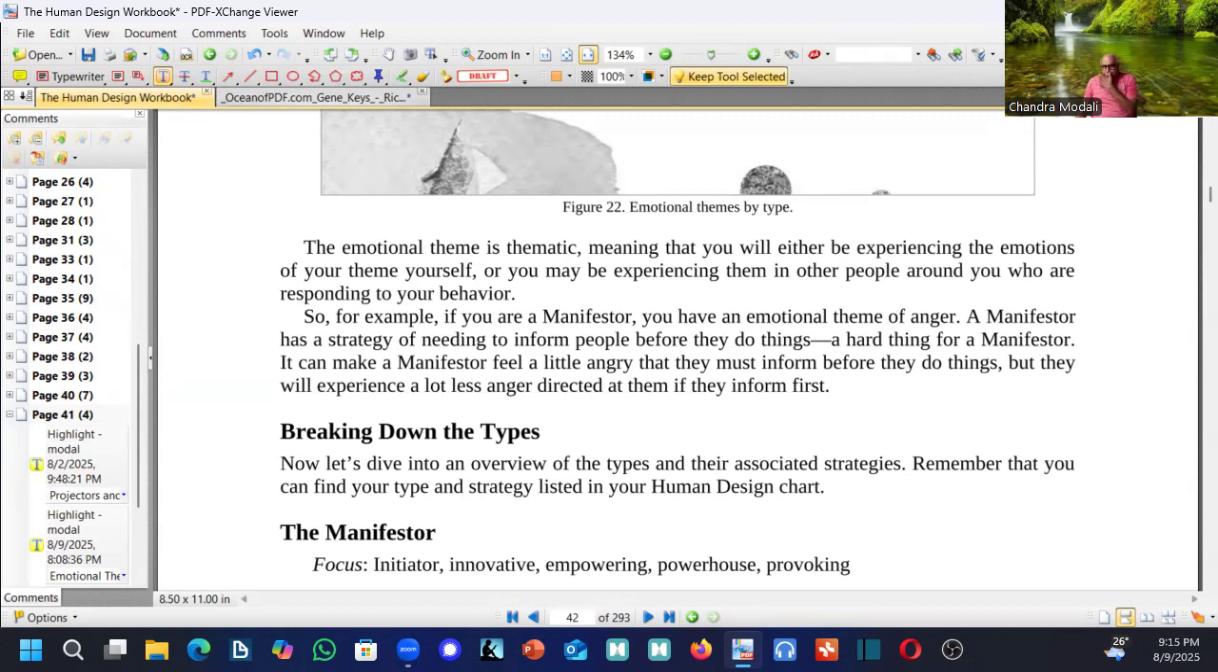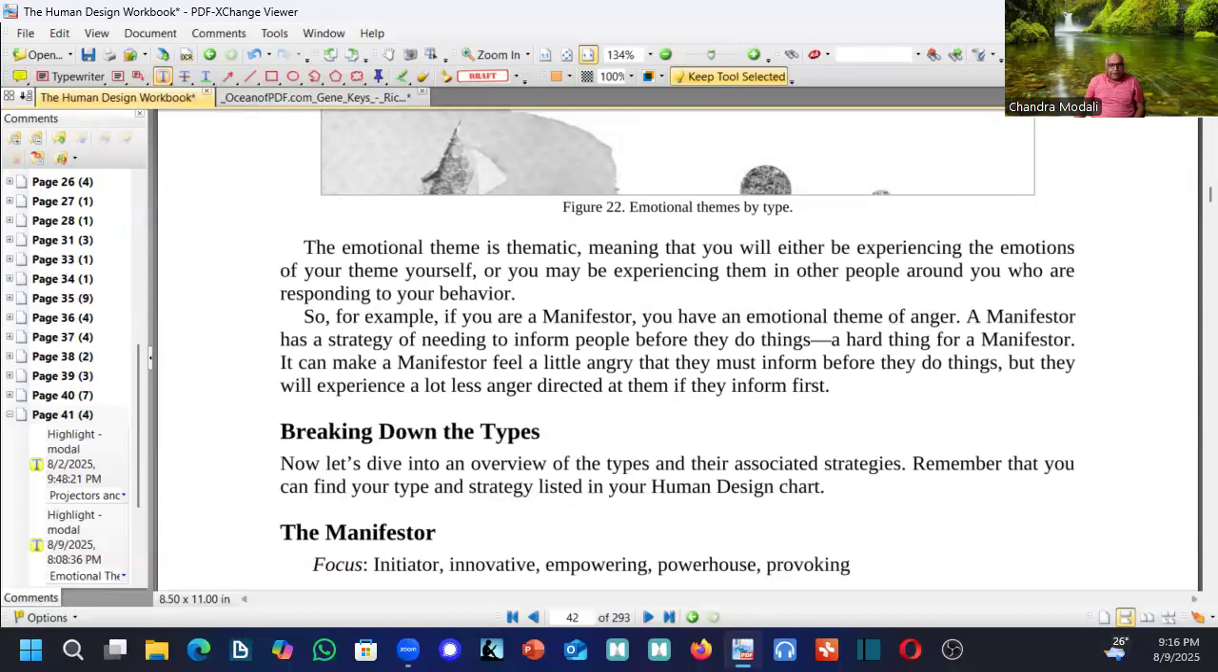So, for example, if you are a manifestor, you have an emotional theme of anger. A manifestor has a strategy of needing to inform people before they do things. A hard thing for a manifestor, because he will be oriented towards his outcome. It can make a manifestor feel a little angry that they must inform before they do things. But they will experience a lot less anger directed at them if they inform first. Right? So this is the strategy that is available for a manifestor to be very comfortable.